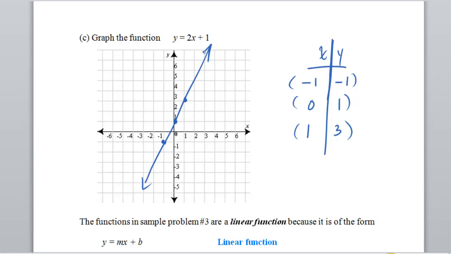Okay, that's a quick introduction to graphing functions. Whether they're lines or something else, you can always use a t-chart or a table of points to graph the function.